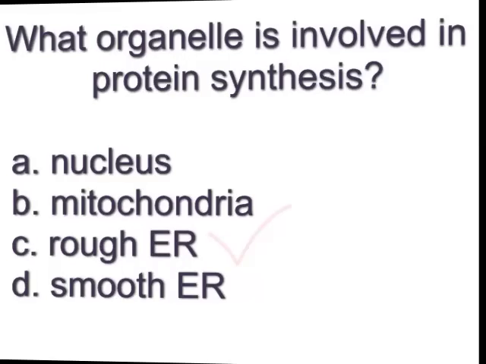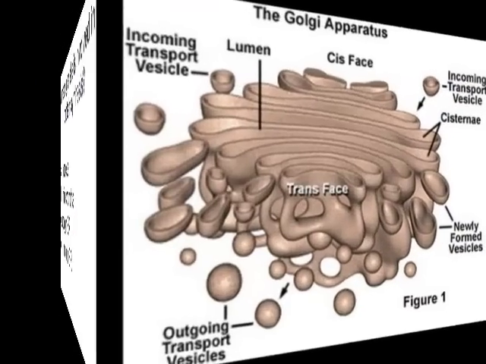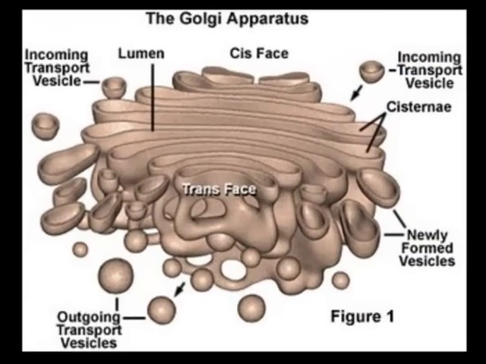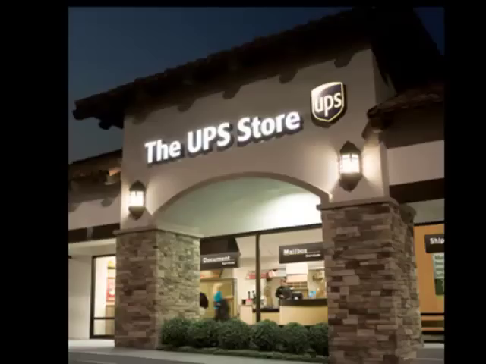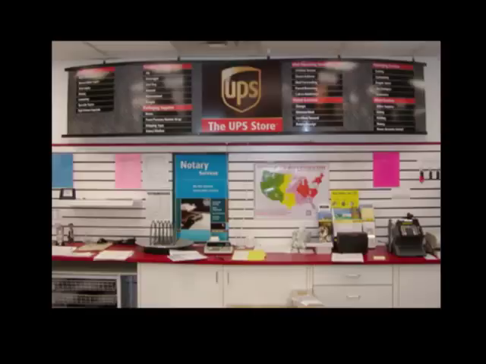The Golgi apparatus is kind of like the UPS store for the cell. The Golgi apparatus takes the proteins, finishes packaging them up, and then ships them out. So I always call this the UPS store, right? What do you do at the UPS store? You take your stuff, they pack it up, and they send it somewhere for you. That's exactly what the Golgi does for the cell.